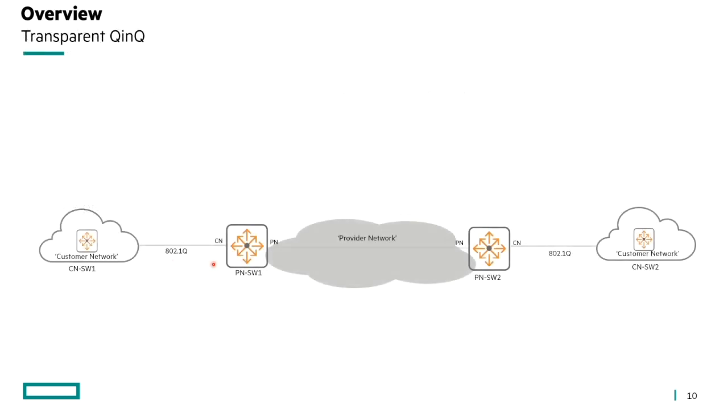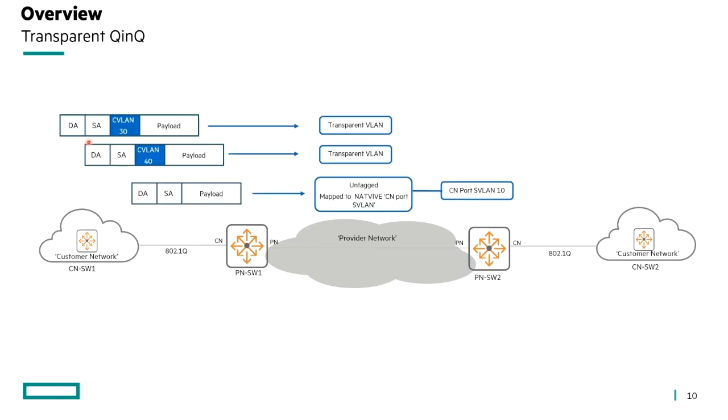So for transparent QinQ, the CN interfaces must be configured as a trunk and the native VLAN must be an SVLAN. More detail will follow in subsequent slides. So if we take an example, we've got two customer VLANs, 30 and 40, wishing to be transparent VLANs, and any untagged traffic on this trunk link will drop into the native VLAN, which is configured as an SVLAN, and it will get the outer SVLAN tag for transmission across the provider network.